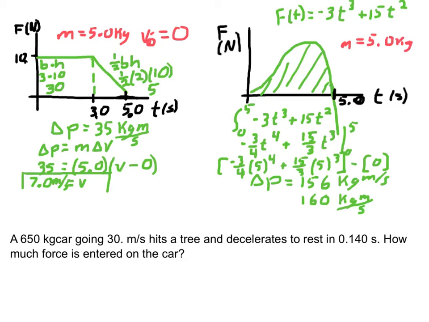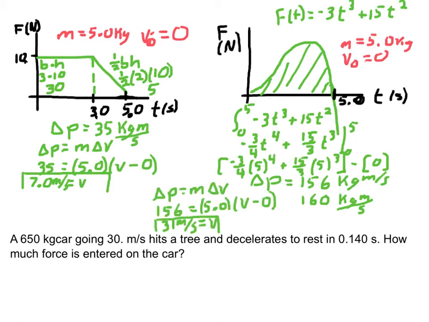Now, obviously, if you're looking for the velocity, you go through the exact same process. You know the change in momentum, and if you know the initial velocity, let's set the initial velocity at 0 again, just to make life easy, and solve for the final velocity. How fast does this object end up going? And I end up with a final velocity of 31 meters per second.